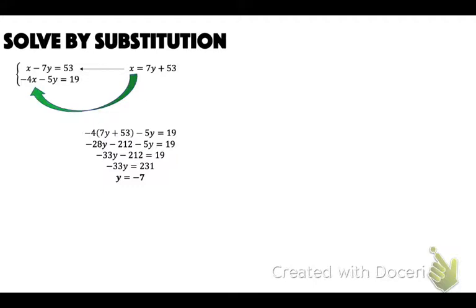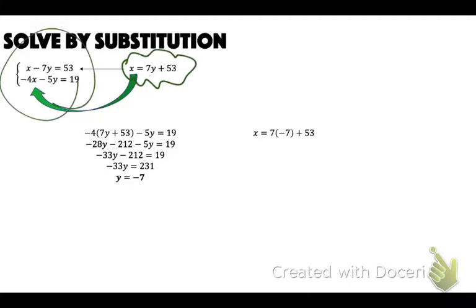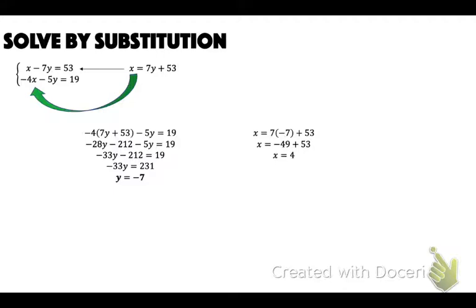To get the second part, I'm going to take that and plug it back into one of those top equations. I'm going to use the equation that's already solved for x. You could plug it into either one of these also, and you'll get the same answer. This one is just already solved for x, so it makes it a little bit easier. So 7 times negative 7, that's negative 49, plus 53, which will be positive 4. Again, we have one solution, and it's at 4, comma, negative 7.